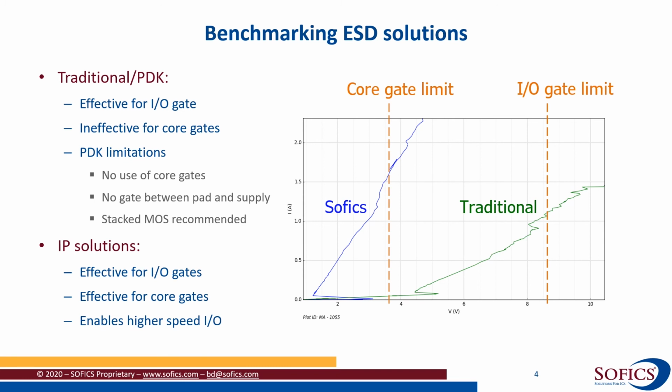The Sofics solutions, as you can see over here, are effective both for I/O gates and core gates, because the blue curve is operating well below the 2 orange lines. In this particular case, we also see a higher performance for more or less the same area design. Furthermore, having the ability to use core gates in the I/O will enable higher speed I/O designs and allows special features.